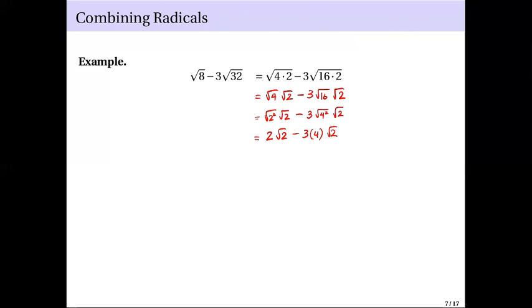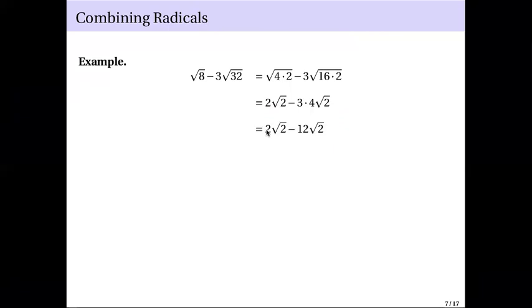So from there, we will have 2 square root of 2 minus 3 times 4 square root of 2. And of course, 3 times 4 is just 12. So we have 2 square root of 2 minus 12 square root of 2. You have the radical here, square root of 2. You also have the radical here, square root of 2. Same index, both are 2. Same radicand, also both are 2. So you can combine this. And if you combine this, it's just negative 10 square root of 2.